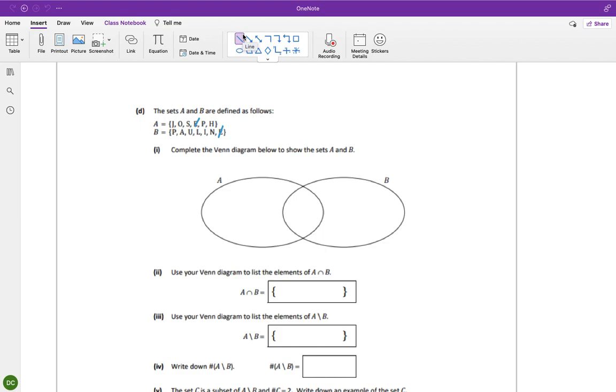I discovered that only E was in common. So that meant instead of A, I had J, O, S, P, and H. And then for Pauline, I had P, A, U, L, I, N. So use your Venn diagram to list the elements, and this here is the intersection.